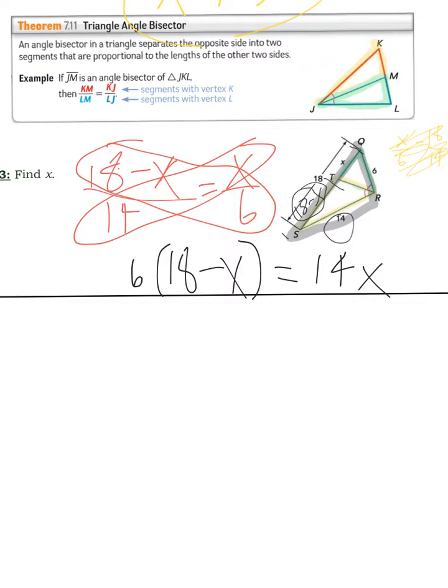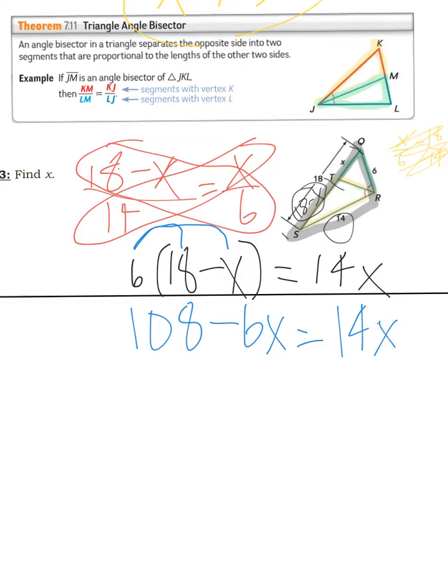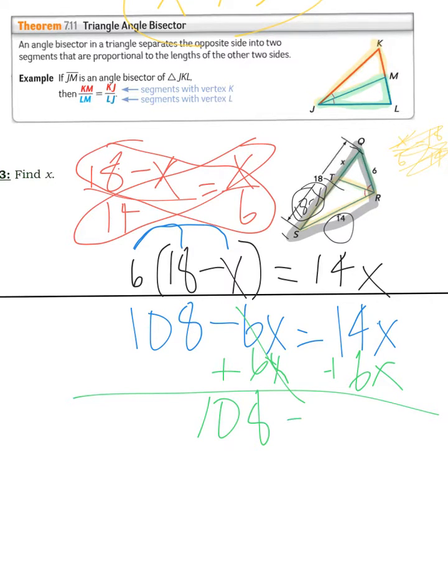Alright, anywho, I'm going to distribute this 6. So 6 times 18 is 108. And 6 times negative x is negative 6x. So that equals 14x. Now I'll get all my x's to one side, so I'll add the 6x over there. Cancel that out, and I get 108 equals 20x. Now I just need to divide both sides by 20. I'll get a decimal answer, but that's okay. I get 5.4.